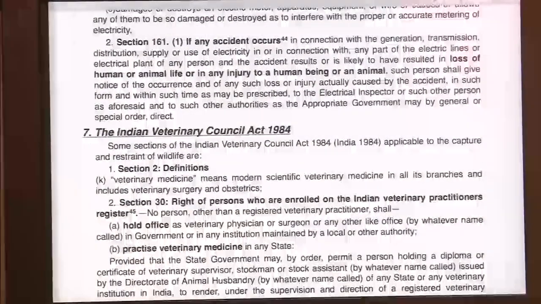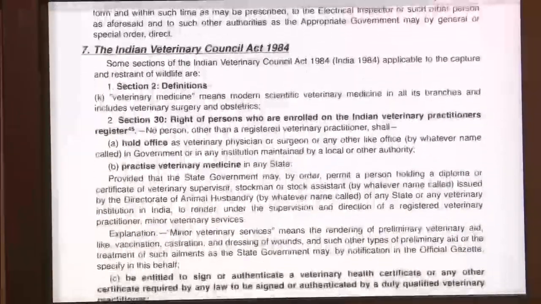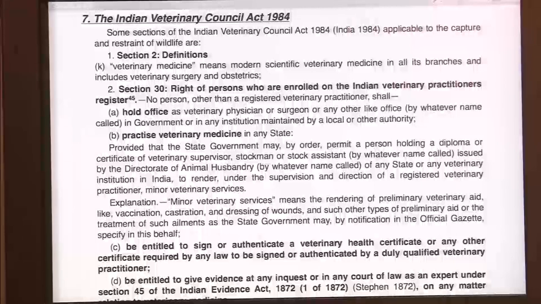And if there is any accident that occurs, including the loss of human or animal life or injury to human or animal life, then the person needs to give a notice of occurrence and of any such loss or injury actually caused by the accident, in the prescribed form, to the electrical inspector of the area. So, that is the Indian Electricity Act. It is not very much applicable in the case of our immobilizations, but it is important to note that if you are using electricity for any immobilization or for any capturing of animals, then these rules also need to be taken into account.